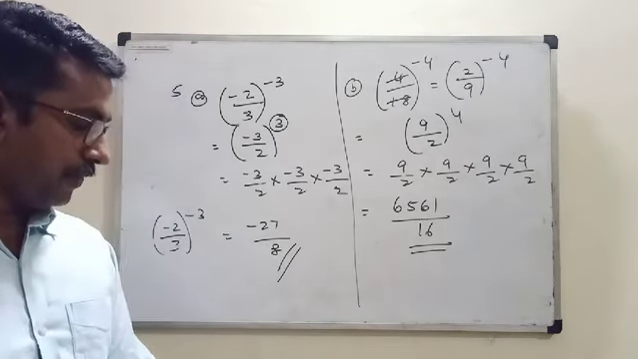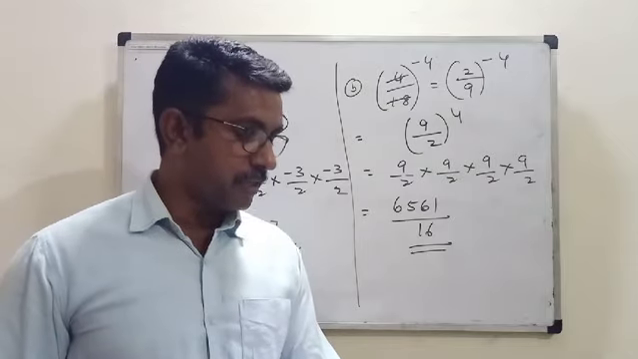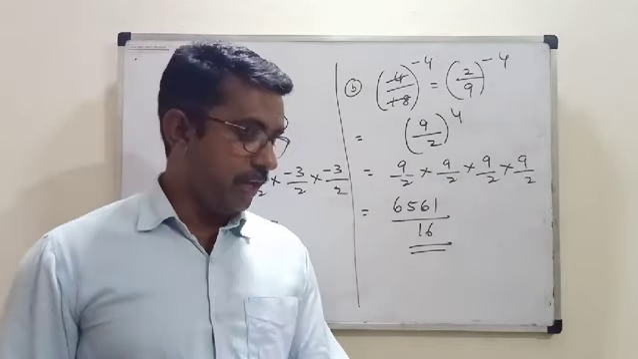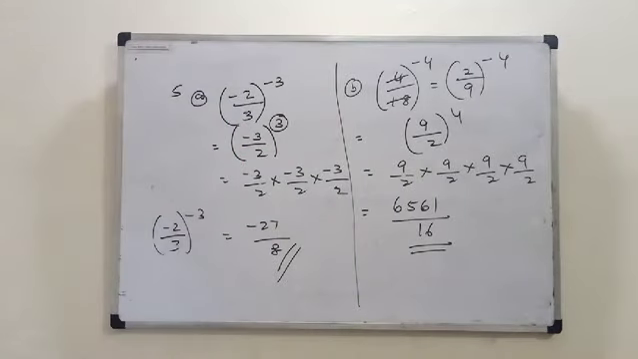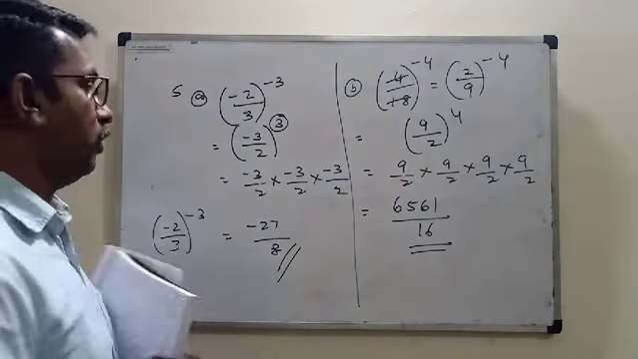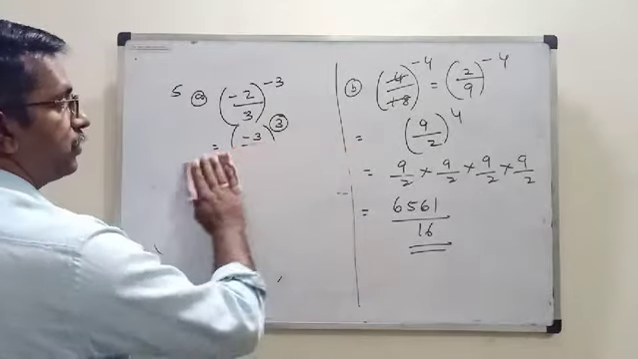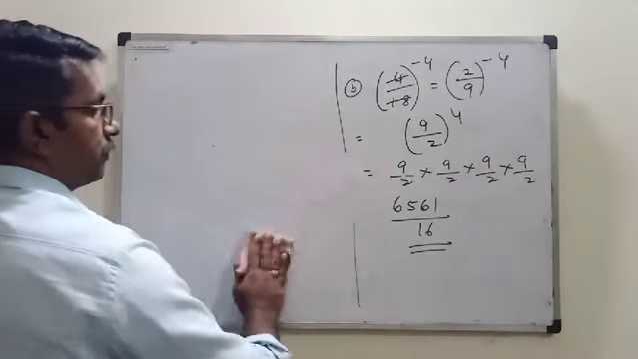Now question number 5. Question number 6. Simplify and express as a rational number. Both are the same only. Question number 6 you should do by yourself. Both are the same type of question, no change at all. So you may try to do it by yourself.